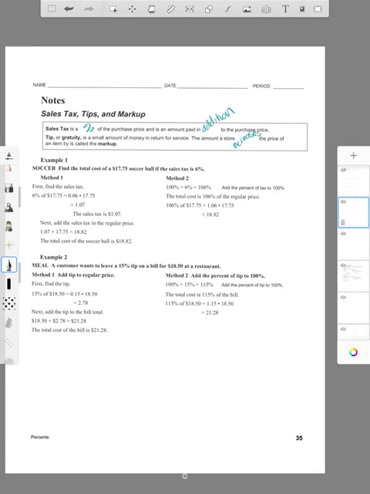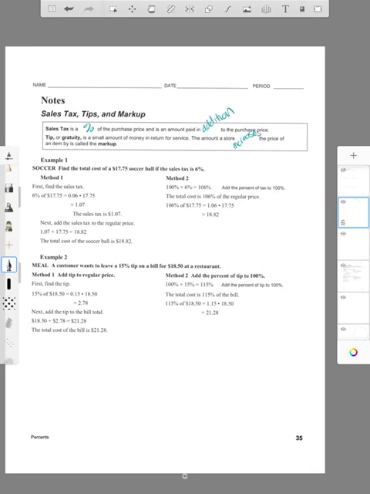All right. For example one, it says soccer. Find the total amount of a $17.75 soccer ball if the sales tax is 6%. So, as you continue to go through these, make sure you see what the question's asking for. Sales tax is usually going to be a small amount, all right? But if they're asking for the total price, you would have to add that amount to the original price.